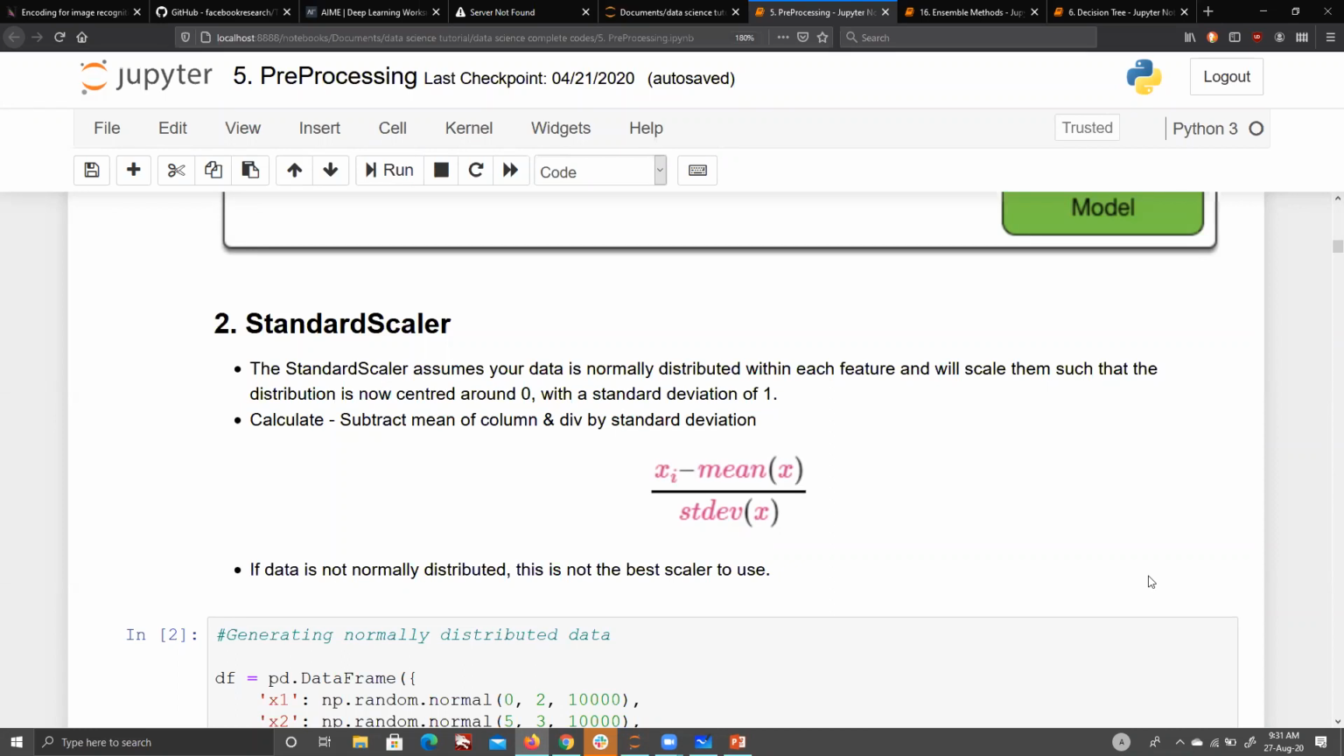But remember, if data is not normally distributed, this is not the scalar you will go for. There lies the fundamental assumption, as I was telling you long back while we were covering CLT, that a lot of algorithms just make this assumption, even if it might not be true for your data. So if data is not normally distributed, this is not the best scalar to use, but still, can you tell me what would be the range of the outcomes here? You can look at the equation: xi minus mean of x divided by standard deviation of x.